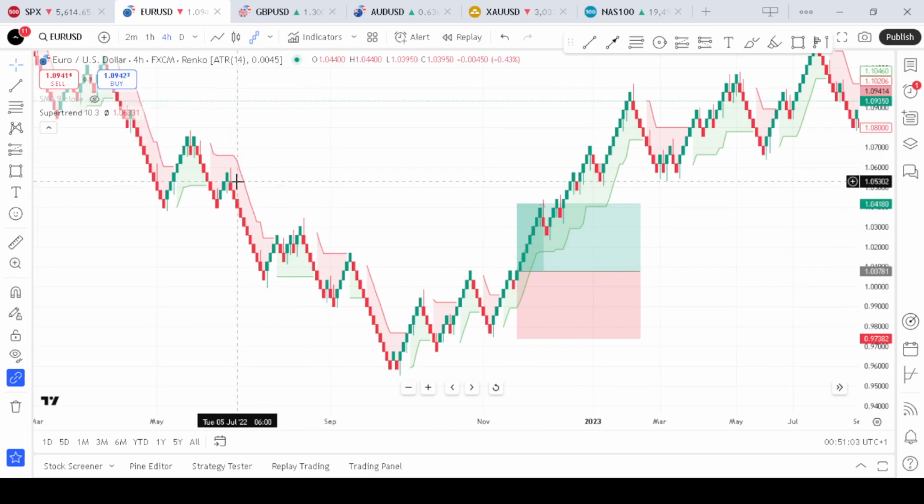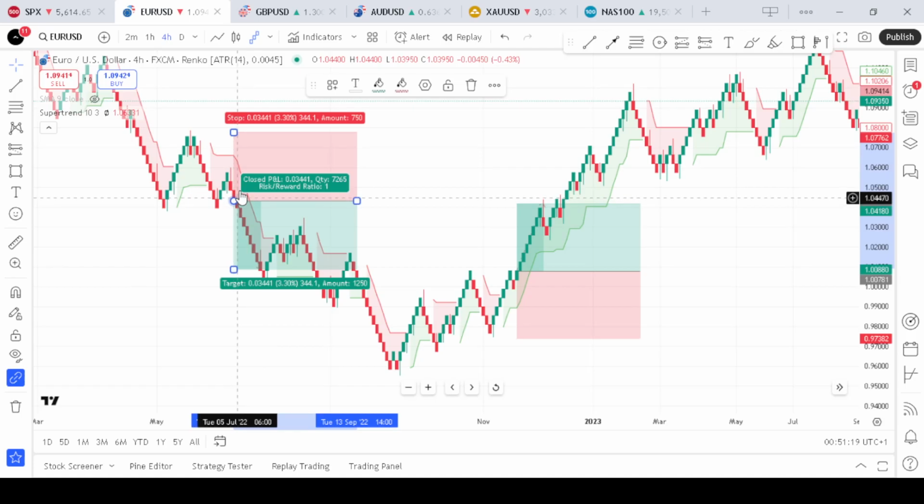Then for a sell position, we'll enter on the next red candle, once we see a next candle after confirming that the market or the price is trading below the super trend red line. We enter the sell position at that area.